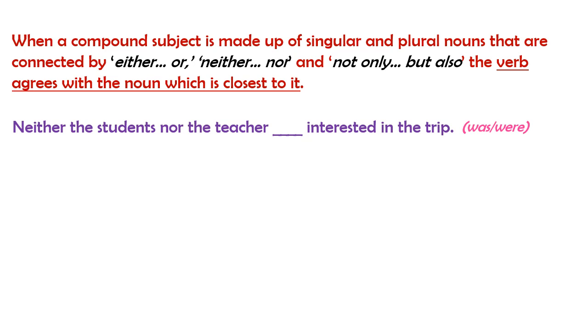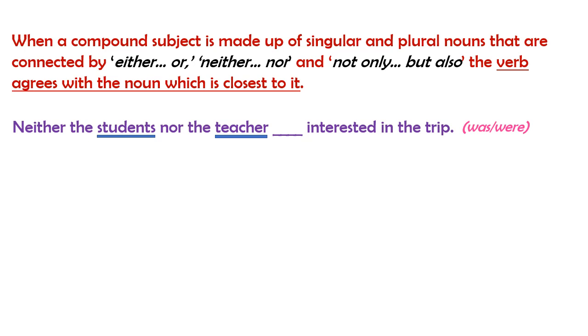In this sentence, there are 2 subjects, students and teacher, and they are connected with the conjunction neither nor. Neither the students nor the teacher. Notice that one subject is plural and the other is singular. The subject students is plural and the subject teacher is singular. In such cases, what should we do? Should we use a singular verb or a plural verb?